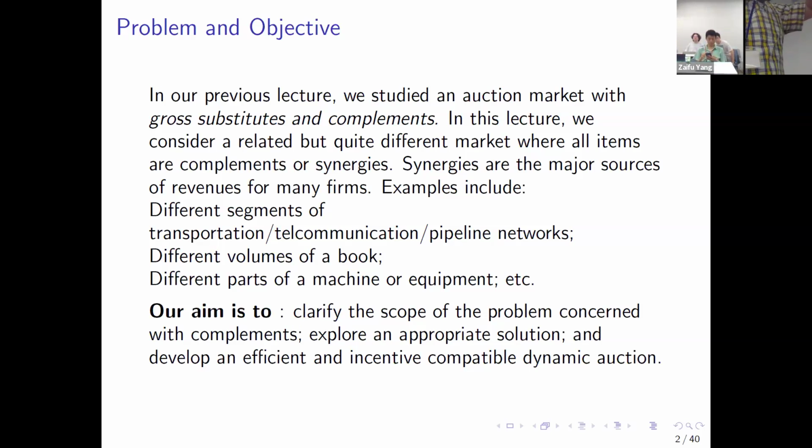Here we try to clarify the scope of the problem and some of the compromise. Then the other one, we have to explore a proper solution concept for this model. Then, okay, the last one is to develop an efficient and also strategy proof dynamic auction for this market.